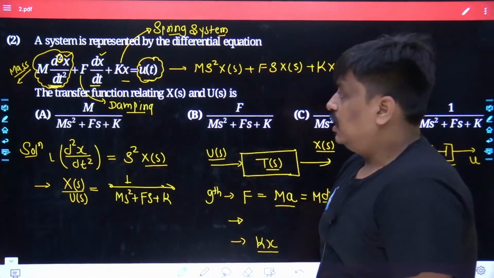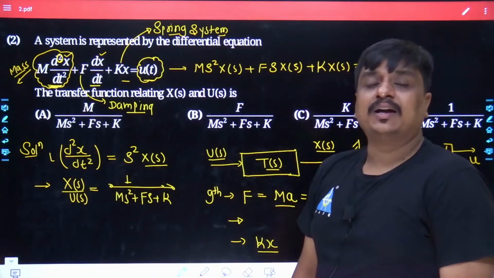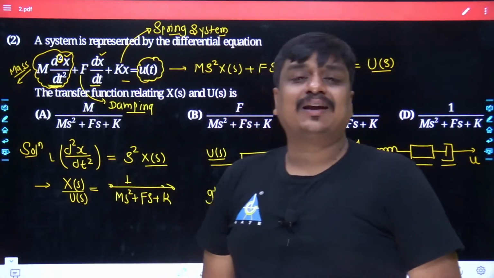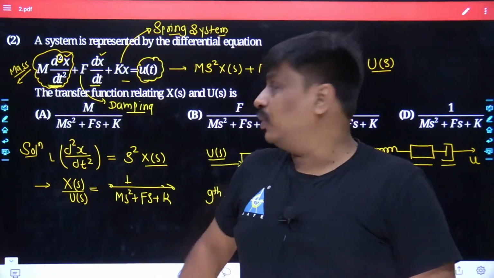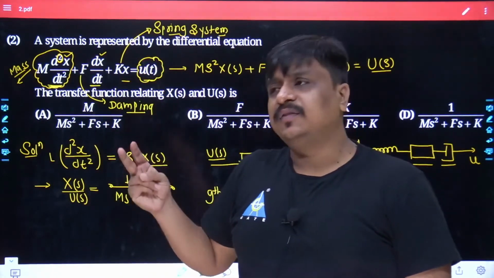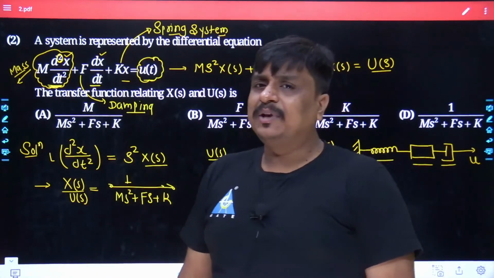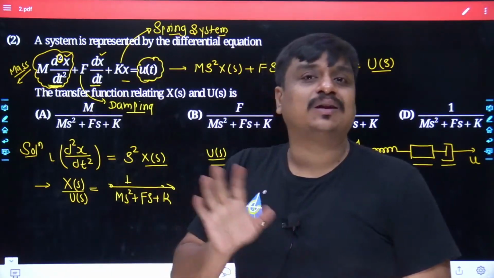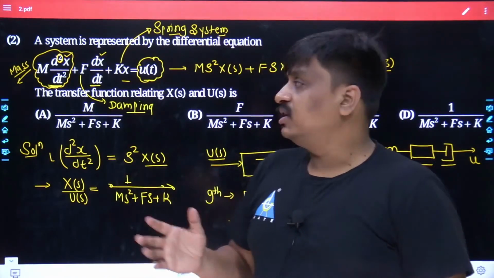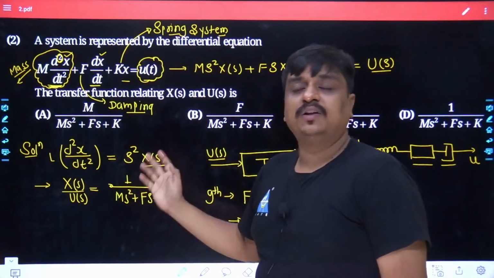So one thing must be in your mind: control system is not only for electrical, electronics and instrumentation, it's also equally important for mechanical, civil as well as chemical. Even in chemical, there is always one subject called control system. They call it process control system, but there also it's very important.